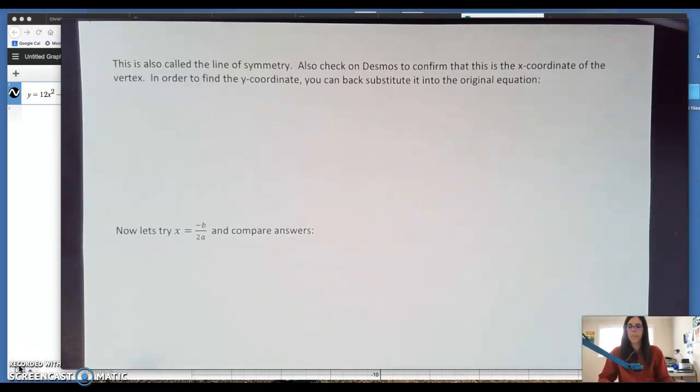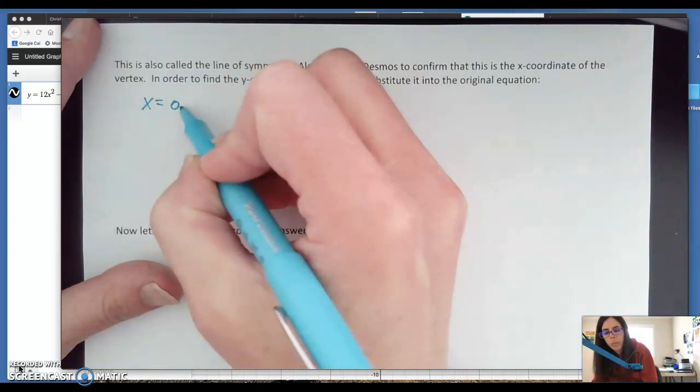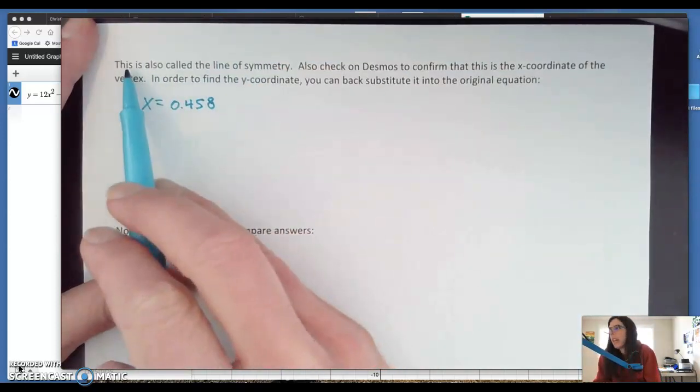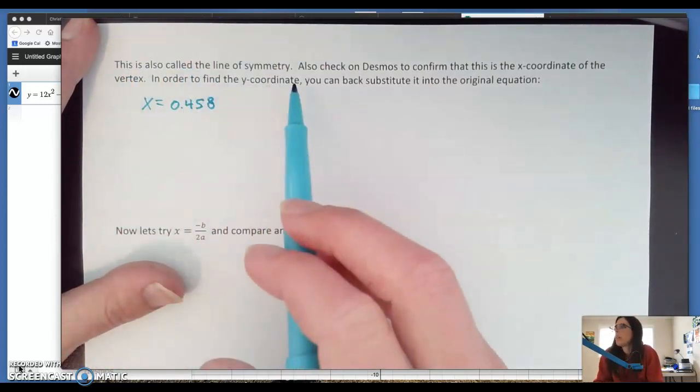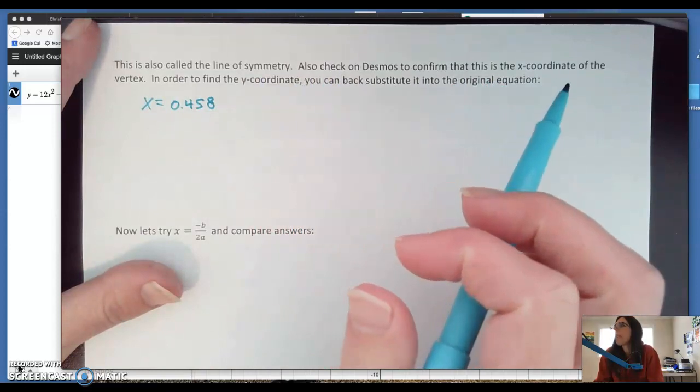Okay, so the solution that we got for the x-coordinate, I'm just going to rewrite it over here. It was 0.458. And it's telling me right here that this is also called the line of symmetry. It says also check on Desmos to confirm that this is the x-coordinate.